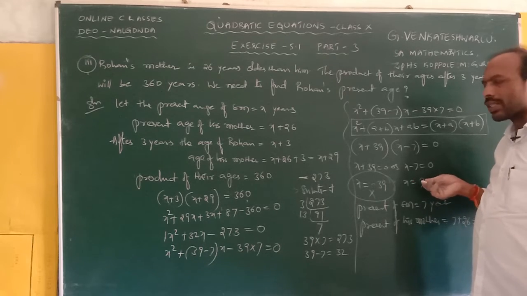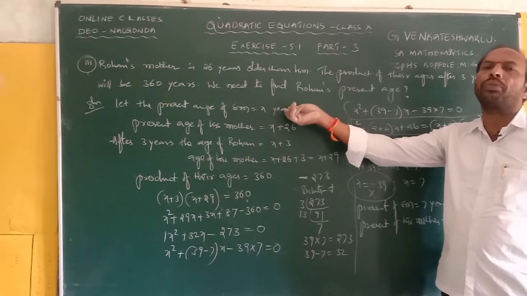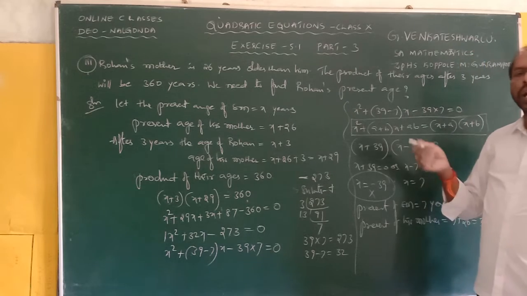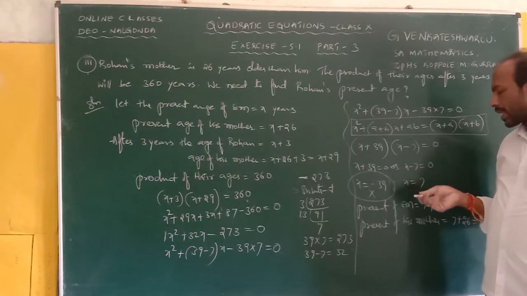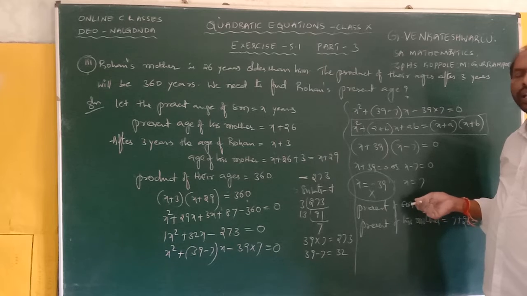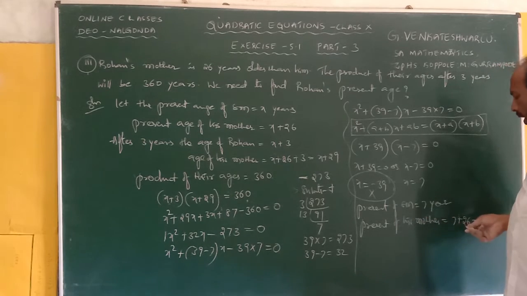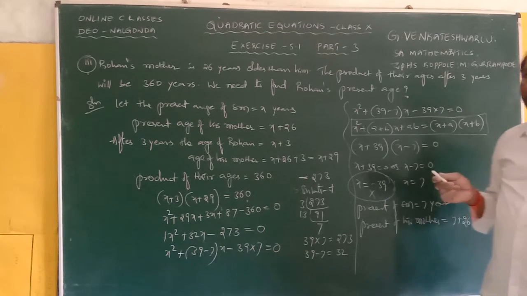So x equal to x means the present age of Rohan is 7 years and the present age of his mother is 26 years older than her son. That's why 26 years more than Rohan's, that is 33 years. Okay, I think you have understood.